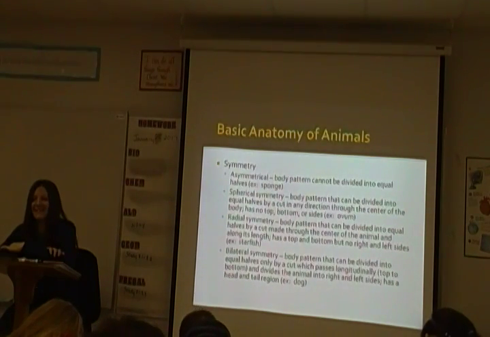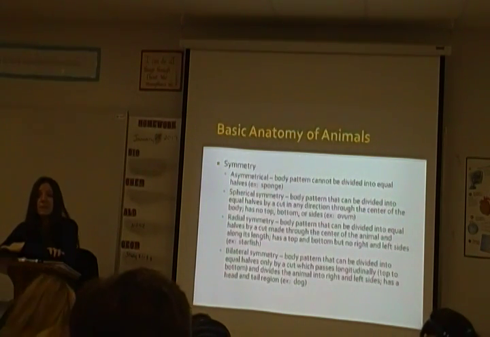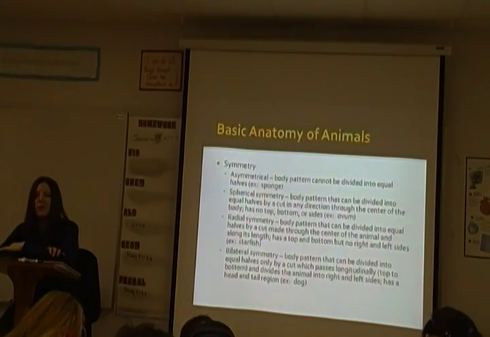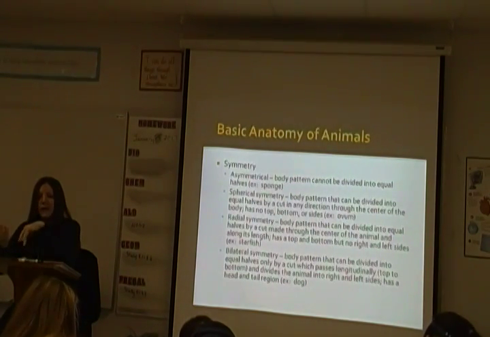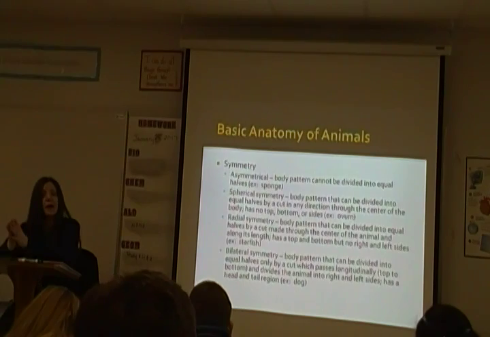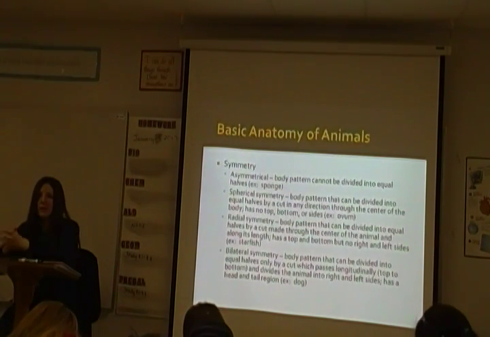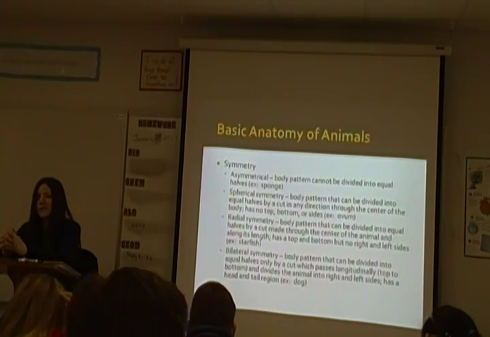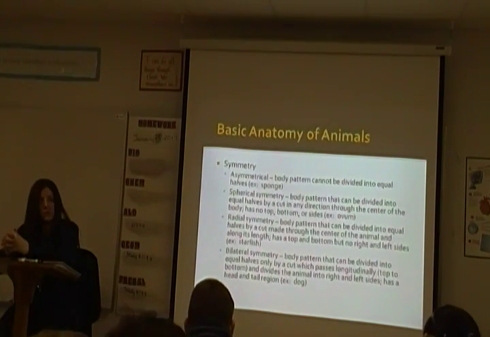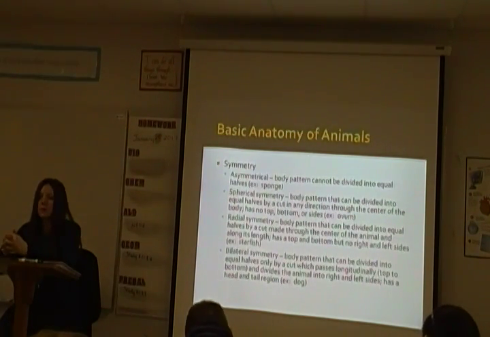Bilateral symmetry is the last type. Bilateral means that there is a top and bottom and a left and right. Most animals have bilateral symmetry. Most animals that you think of: dogs, cats, fish, birds, reptiles, mammals.